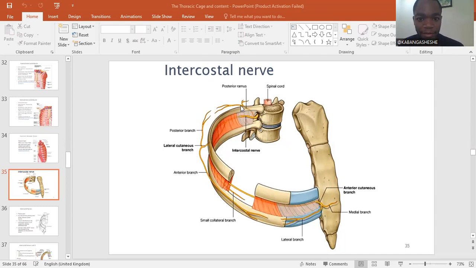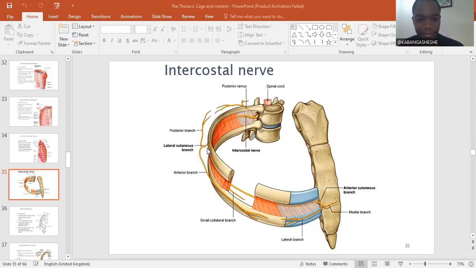The posterior rami go to supply muscles at the back of the trunk, whereas the anterior rami supply muscles in the anterior compartment of the trunk. So if you have muscles at the back there, they are being supplied by the posterior rami. Now we see that when the intercostal nerve comes off from the anterior rami, it runs underneath the ribs, and we're saying it is part of the neurovascular bundle.